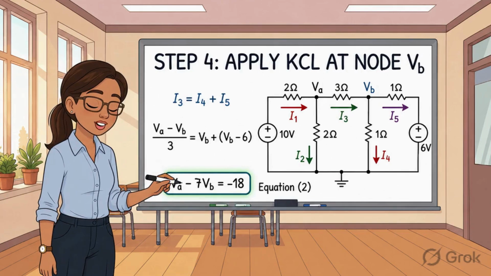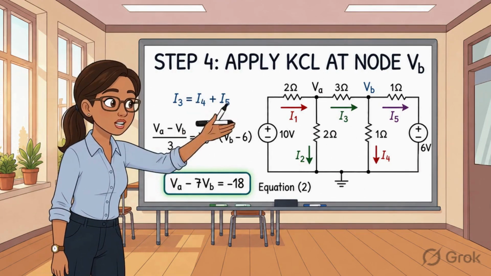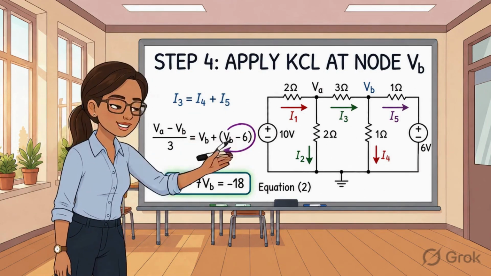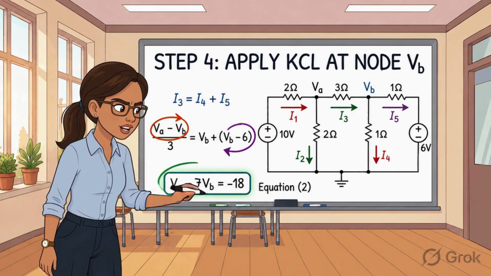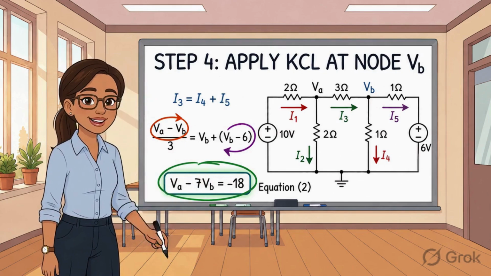Now let's apply Kirchhoff's current law at node VB. At this node the current I3 enters while I4 and I5 leave. Therefore we write each current using Ohm's law. Simplifying the equation gives us our second node equation.